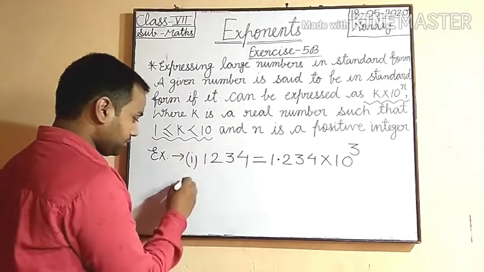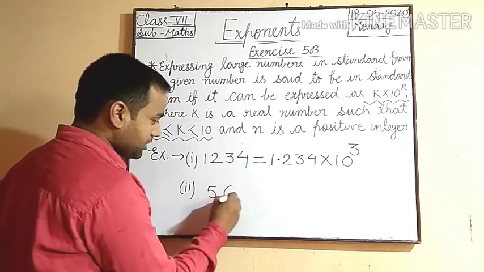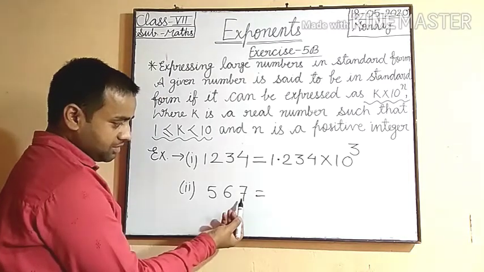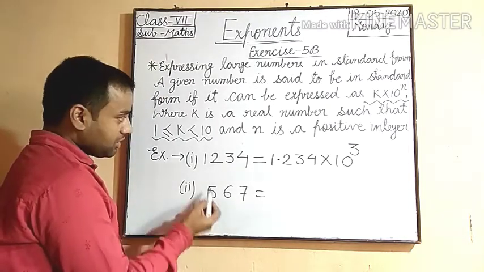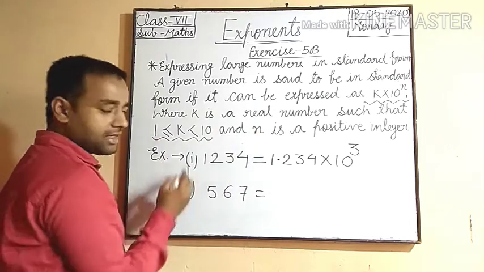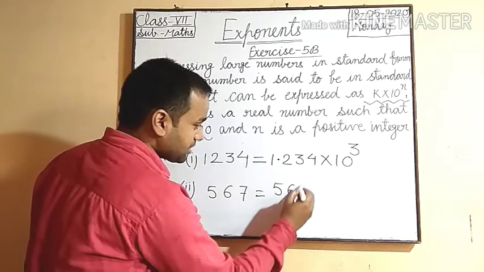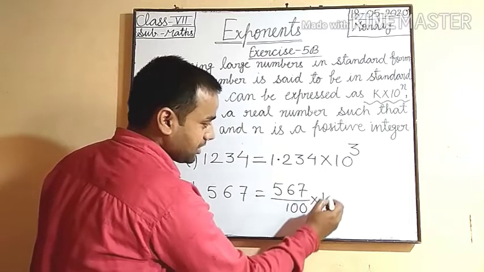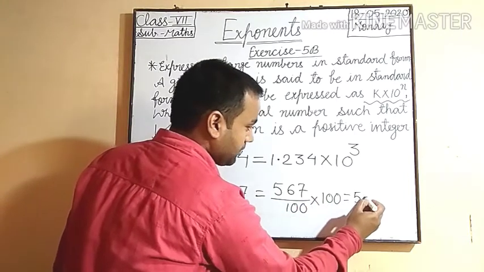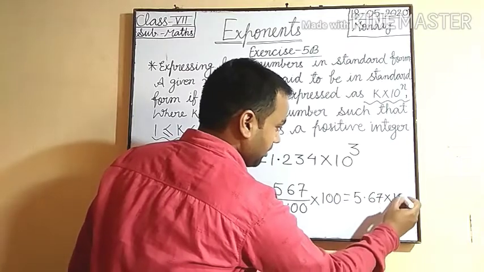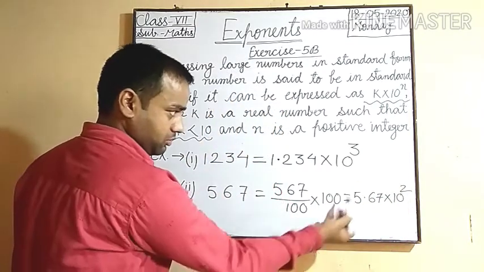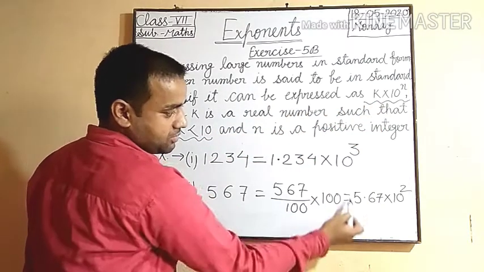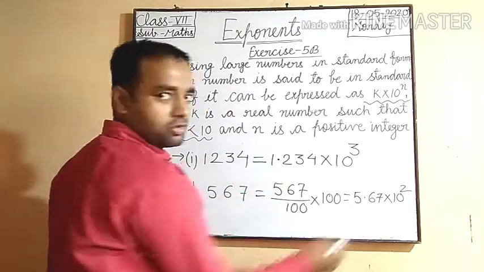Take next example, 567. Here put the decimal after the tens place because k is between 1 and 10. So 567, we put the decimal here, divided by 100, equals 5.67 into 10 power of 2. The standard form is k into 10 power n. Here k is equal to 5.67 and n is equal to 2.